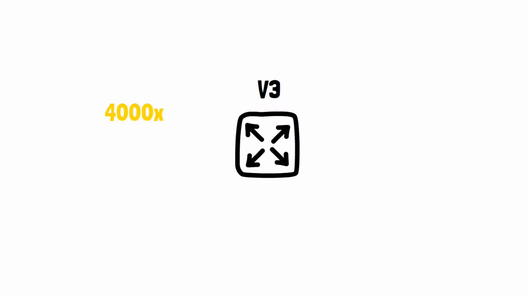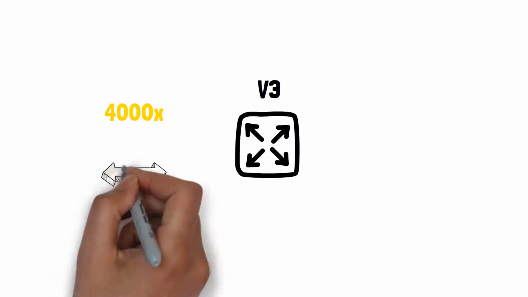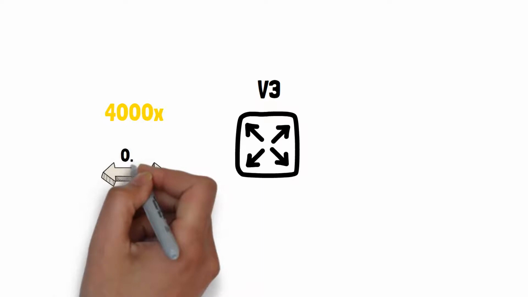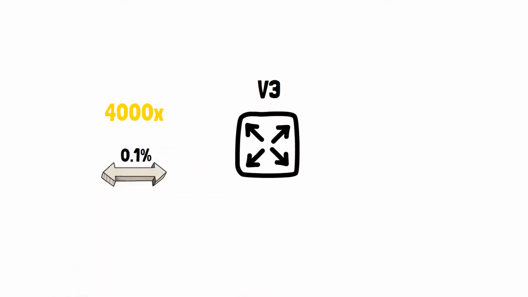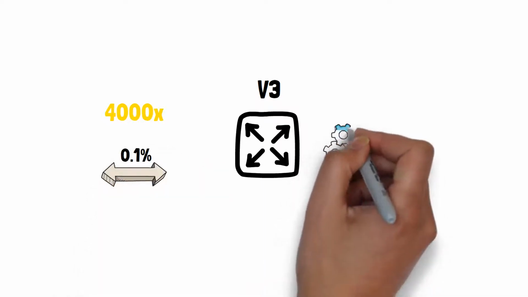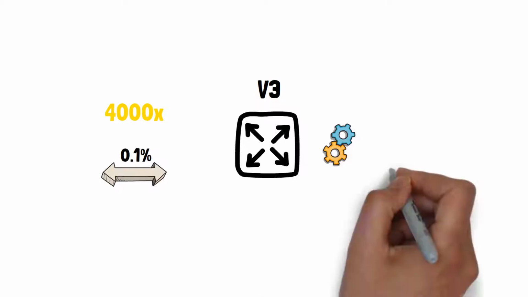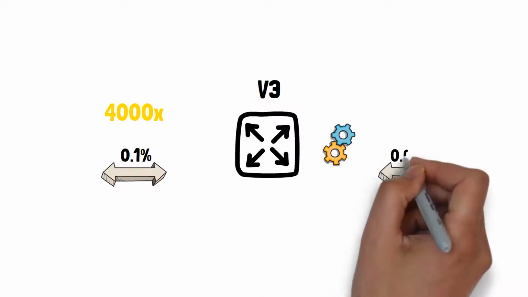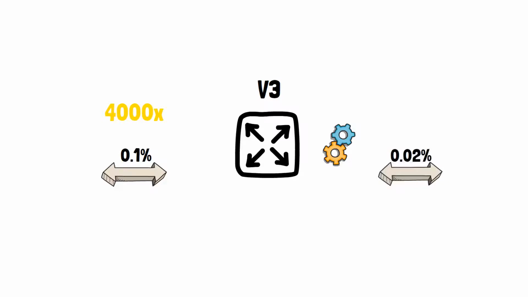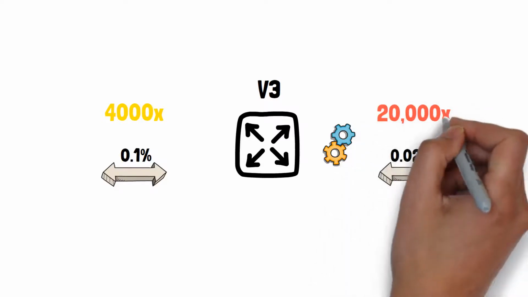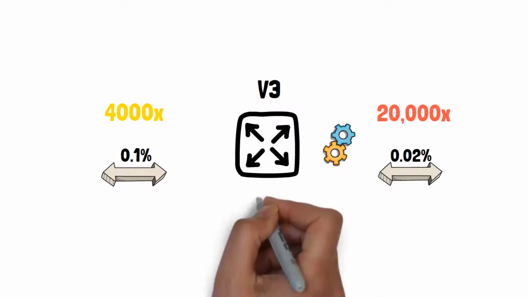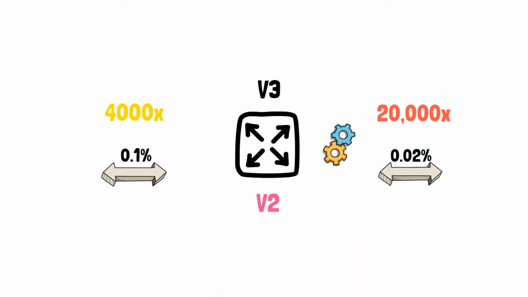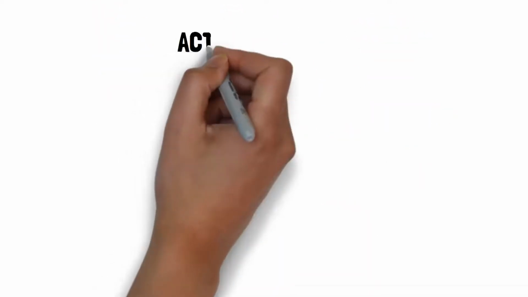This will be achievable when providing liquidity within a single 0.1% price range. On top of that, the v3 pool factory will be able to support ranges as granular as 0.02%, which translates to a maximum of 20,000x capital efficiency relative to v2. v3 also introduces the concept of active liquidity.